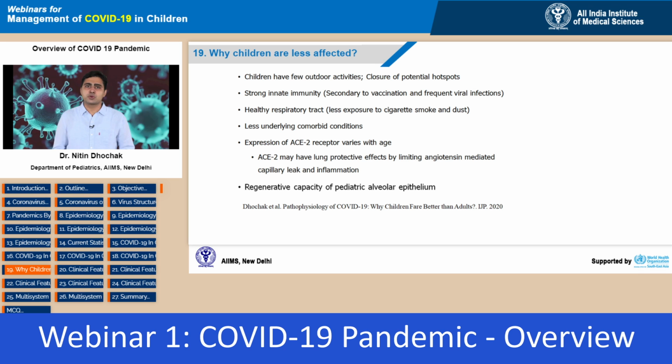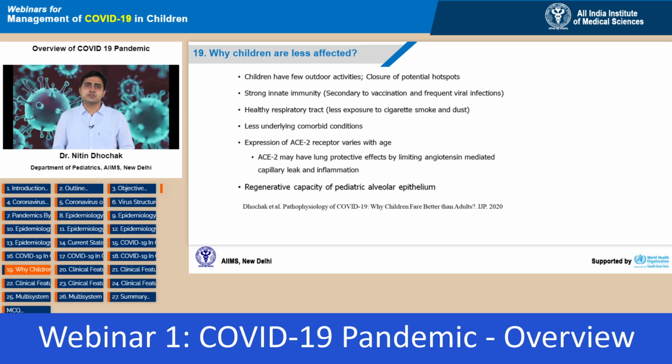They probably have strong innate immunity due to repeated viral infections and probably vaccinations. They have a healthy respiratory tract due to less exposure to cigarette smoke and pollution. They have less frequency of underlying comorbid conditions including diabetes, hypertension and others.